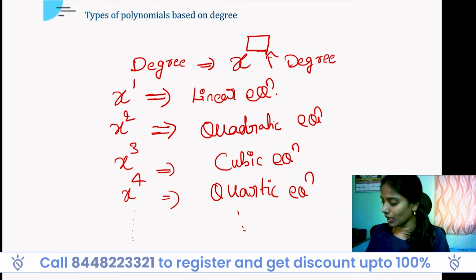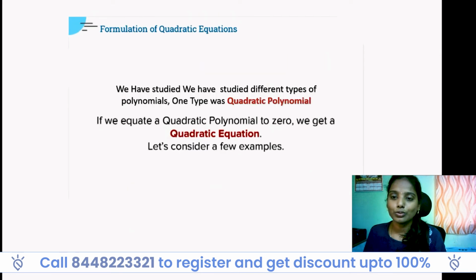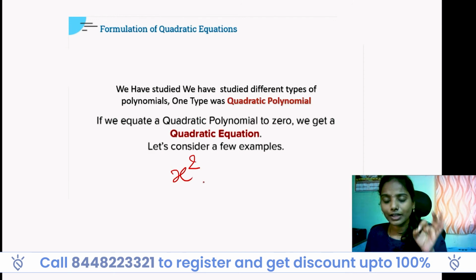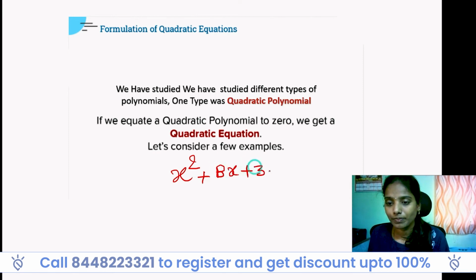Now we want to discuss quadratic equation. For a quadratic equation, what is the degree? Yes, the degree is 2. If we equate a quadratic polynomial to 0, for a quadratic polynomial the degree has to be 2, and it can have 1 term, 2 terms, or 3 terms. For example, I am taking this polynomial. When we equate it with 0, this will become a quadratic equation.